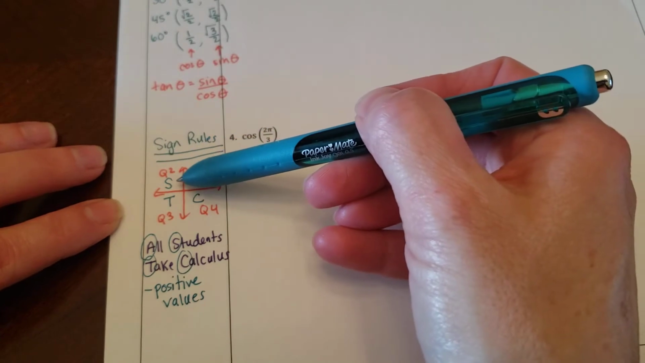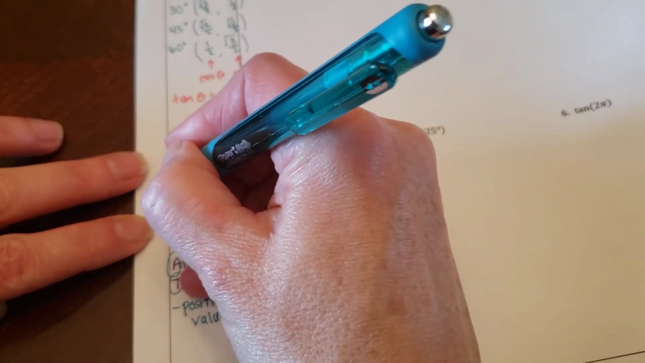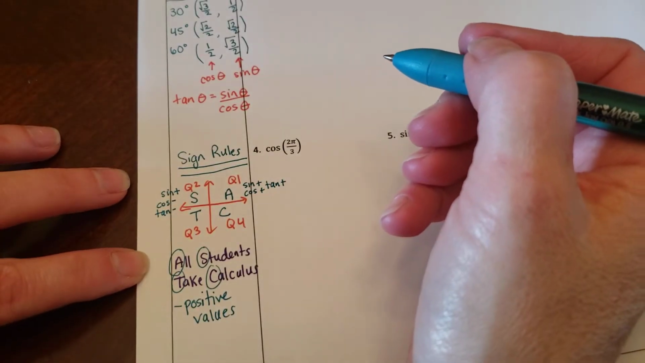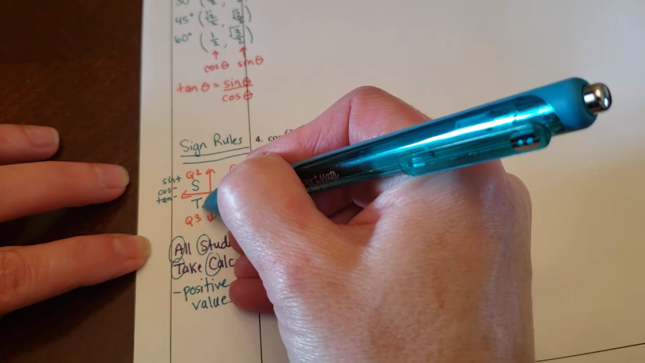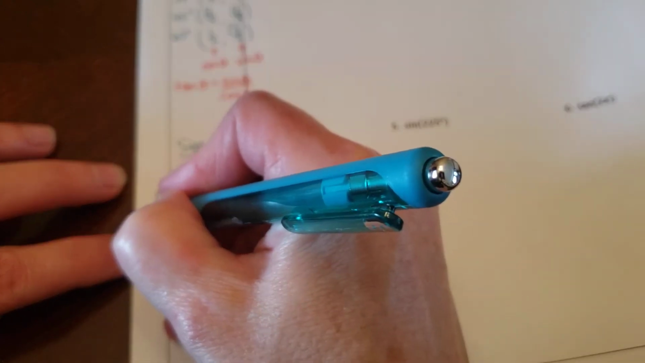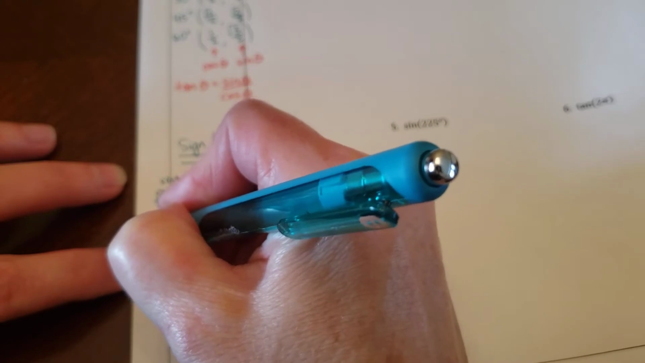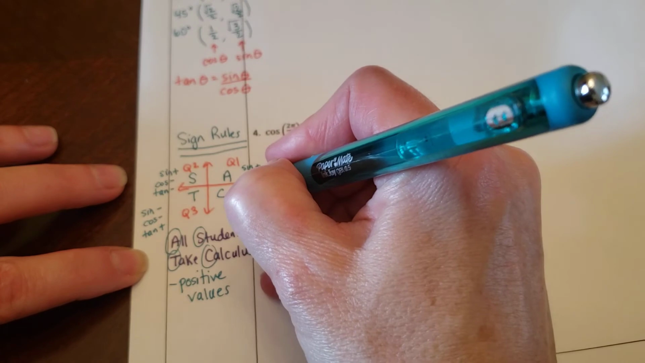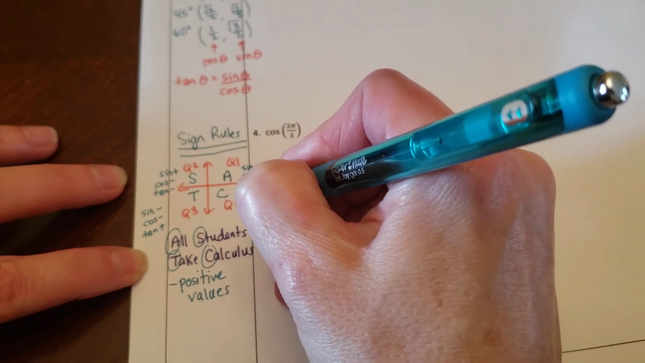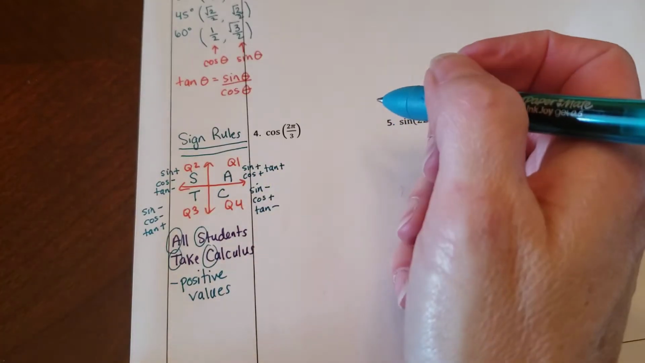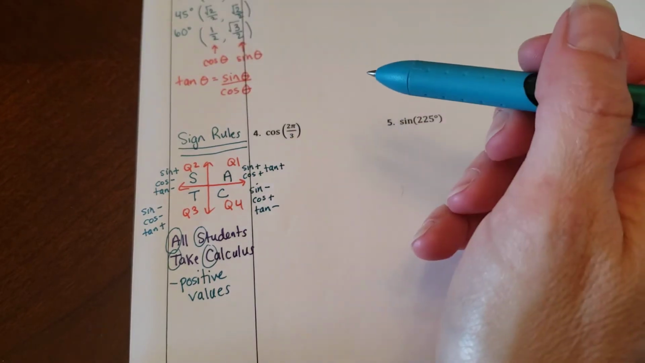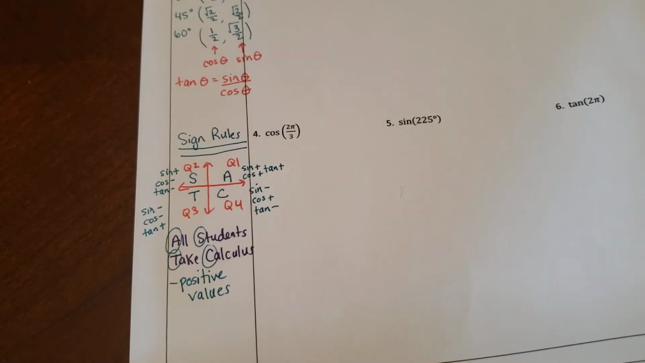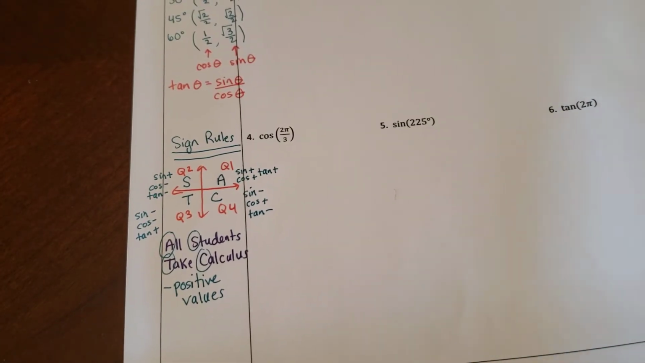For quadrant 2, only sine is positive. So when you know that only sine is going to be positive, that means cosine's negative and tangent's negative. And then in quadrant 3, tangent is the only one that is going to be positive. So that means sine is negative, cosine negative, tangent's positive. C stands for cosine, so in quadrant 4, sine is negative, cosine is positive, and tangent is negative. So with these 2 pieces of information, we will be able to figure out these different answers without having to memorize the entire unit circle.